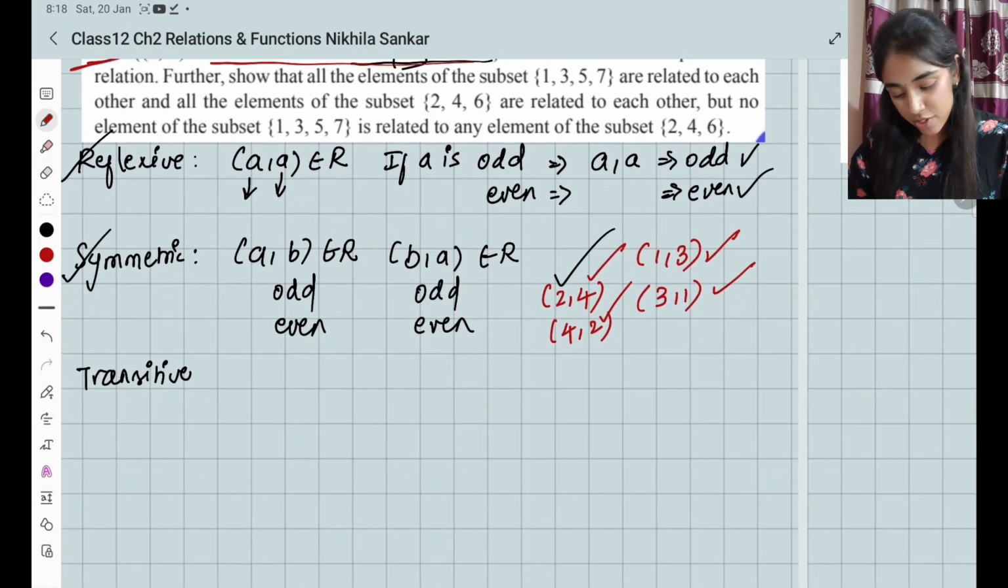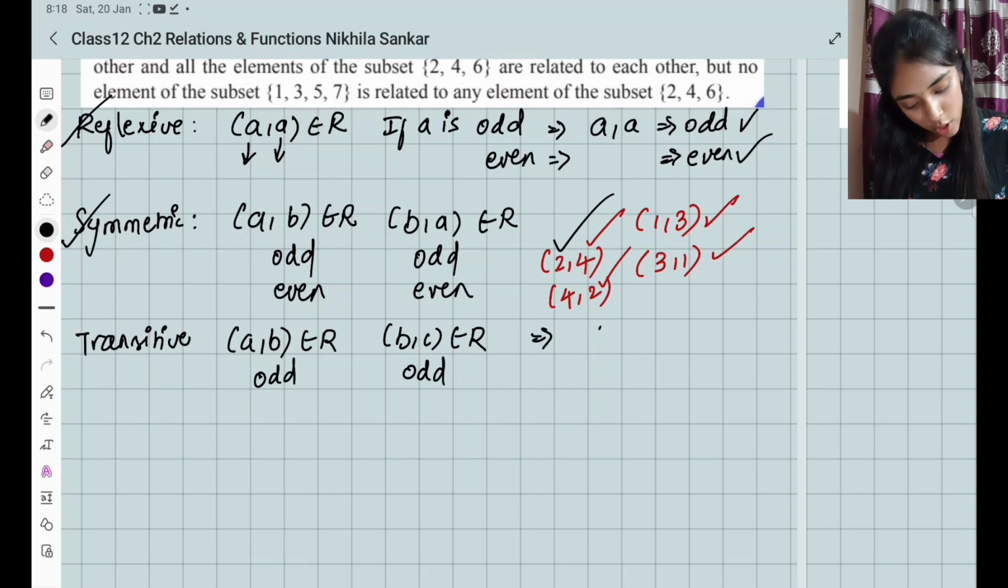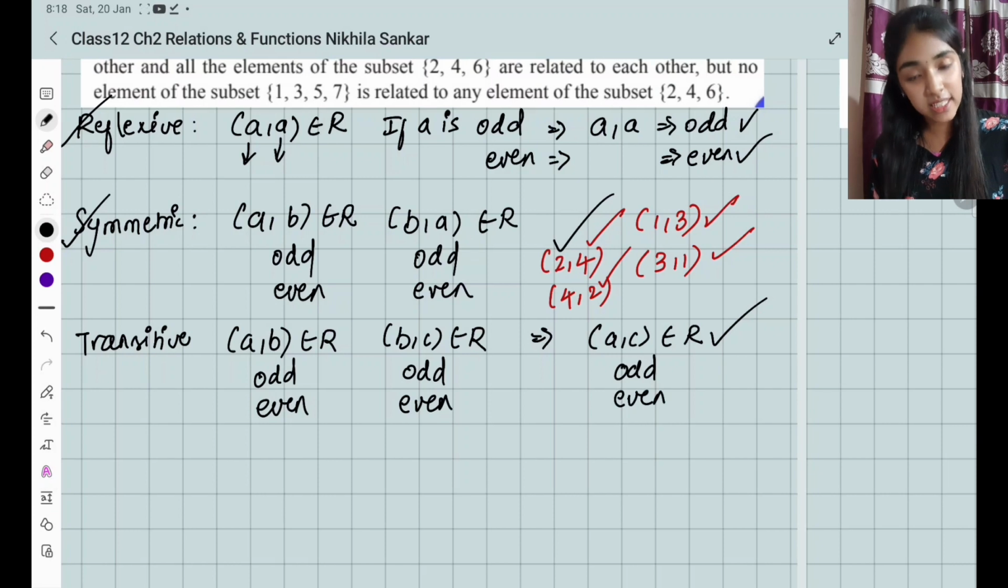Okay? Now transitive. What are we going to do? (a, b) belongs to R. (b, c) belongs to R. If these two are odd numbers and these two are odd numbers, then obviously (a, c) is also going to belong to R and this is also going to be odd. So the odd case is satisfied. If this is going to be even and this is going to be even, obviously the third case is also going to be even. So this is going to be transitive. So hence this is an equivalence relation.